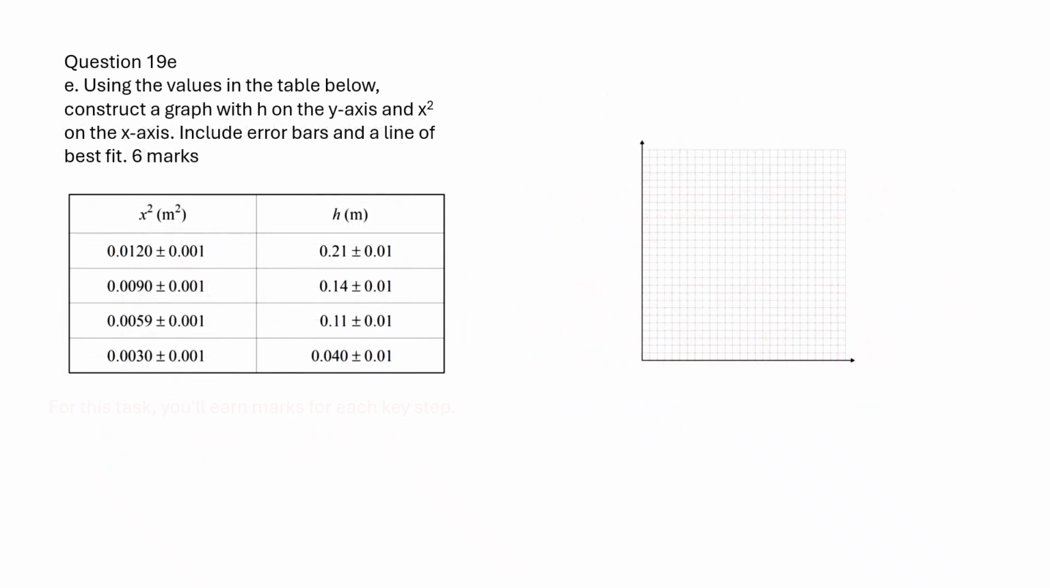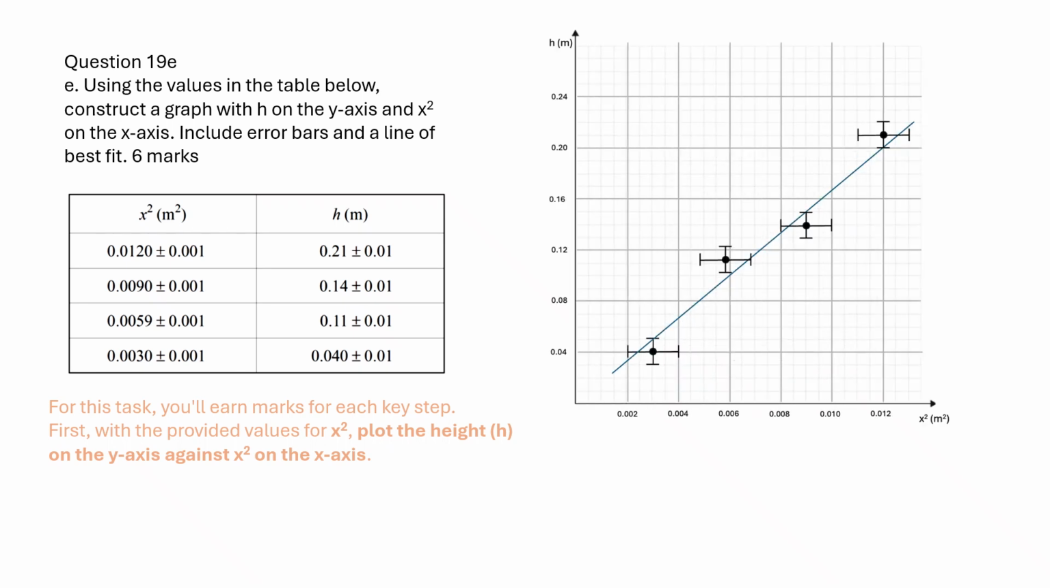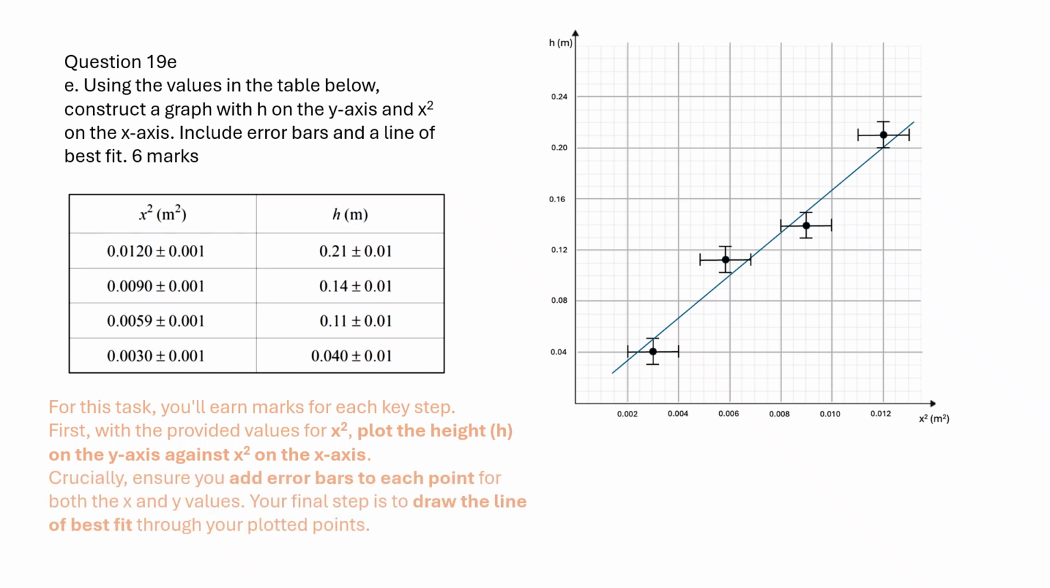For this task, you'll earn marks for each key step. First, with the provided values for the square of x, plot the height, h, on the y-axis against the square of x on the x-axis. Crucially, ensure you add error bars to each point for both the x and y values. Your final step is to draw the line of best fit through your plotted points.